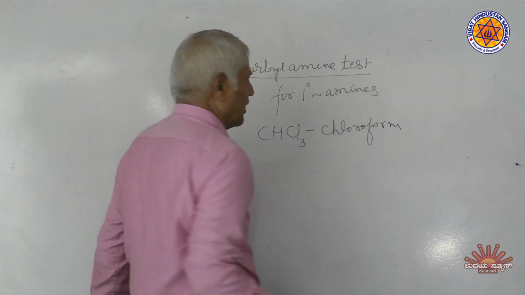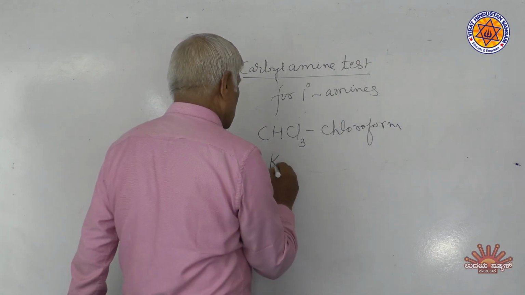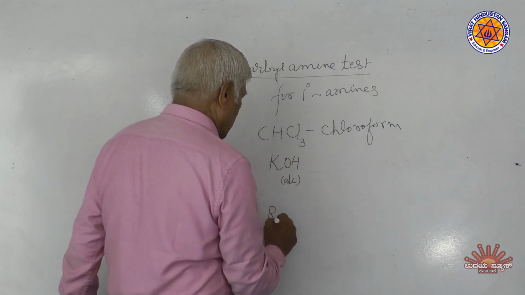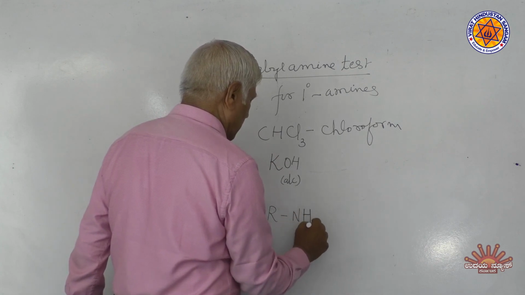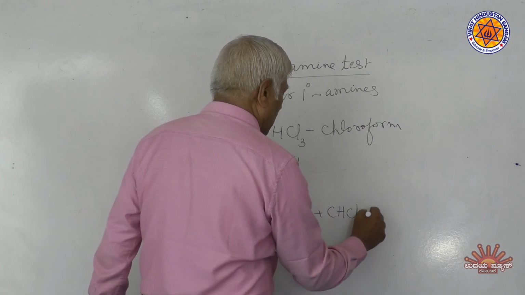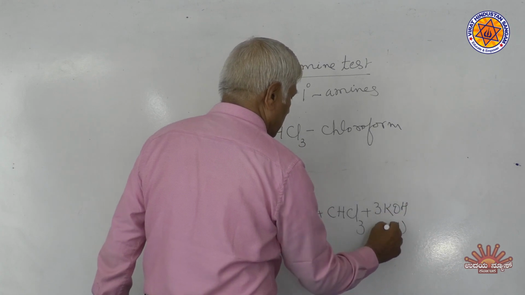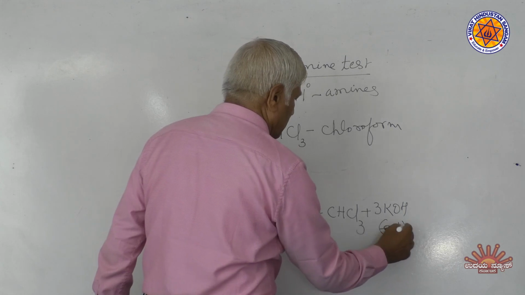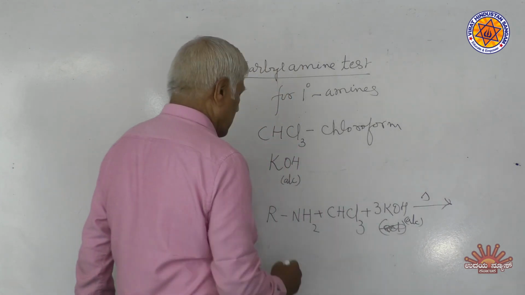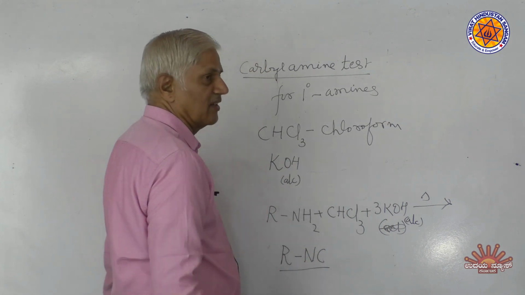Chloroform's systematic name is trichloromethane. Ethanolic potash means alcoholic KOH. So when a primary amine, as you have been told in class, is heated with chloroform and alcoholic KOH, you get a compound having the formula RNC.